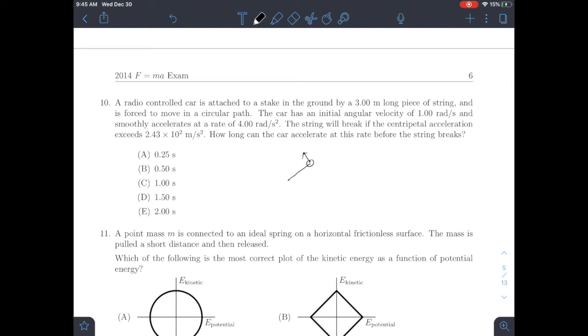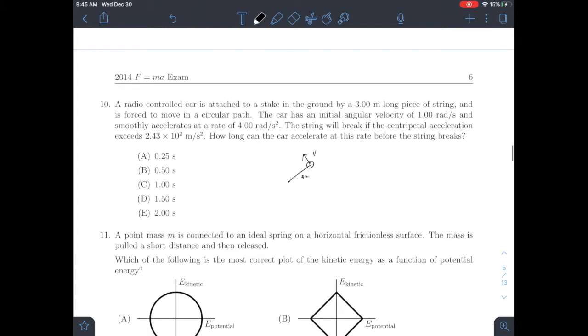So we have a point, the string, which is 3 meters long. Then we have the car moving in a circular motion. Then we want to know when the string will break. So we set 243 meters per second squared equal to the centripetal acceleration of the car, which is v squared over r.